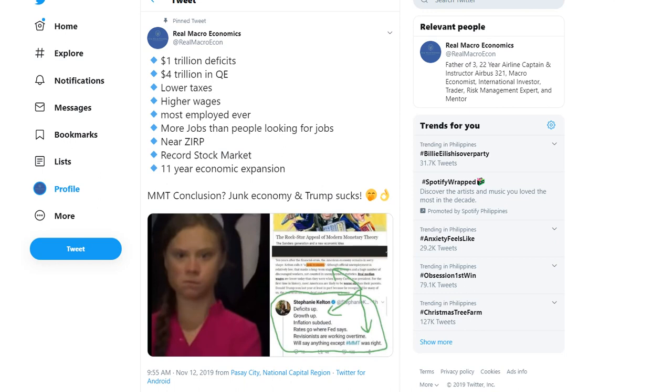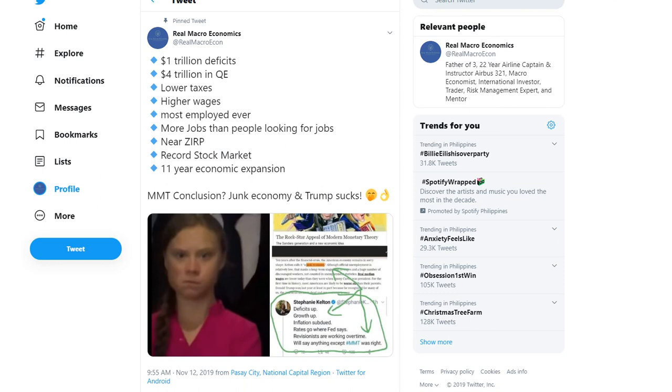Who are the bears? Bears only exist in stock markets, right? So that is a reference to stocks. It's not a reference to economics. I don't go around saying to people, "Oh, you're an economic bear." I never heard anybody say that. I heard stock market bear or bull, but not economic.